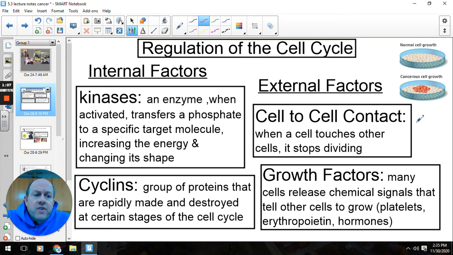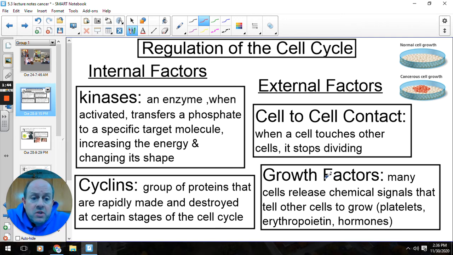A couple of external factors for the cell are cell contact and growth. Cells don't like to be overcrowded, and once they start touching each other, they'll oftentimes stop dividing. So if we have a petri dish with cells here, and it spreads out, cells oftentimes will not grow on top of each other in that controlled environment, and they'll stop dividing. That external factor causes that. But in a cancerous cell, they'll keep going and going and going. They can override that external growth factor.